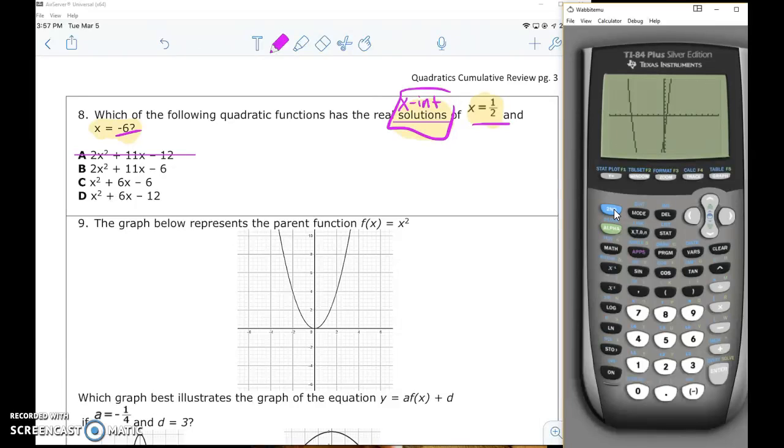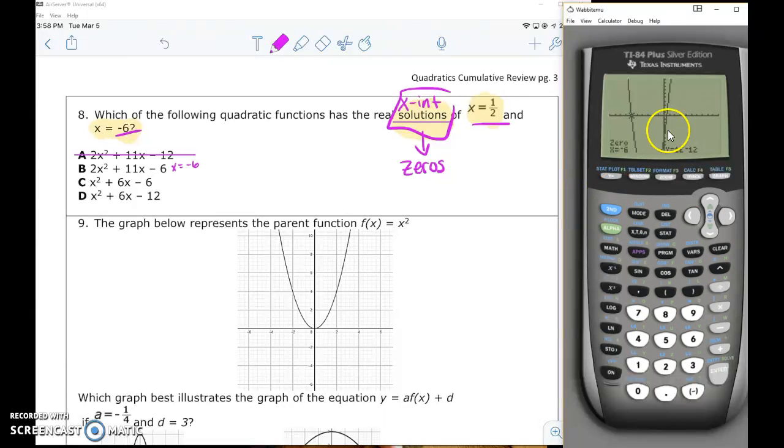Remember, to find any of our special features, we do second, trace. Another word for solutions or x-intercept is zeros. So I need option 2. Start with your cursor on the x-intercept or the 0 that you want to find, or just get as close as you can. Then we go to the left 3, 1, 2, 3, enter. To the right 6, 1, 2, 3, 4, 5, 6, enter, enter. This tells me I have an x-intercept at x equals -6.